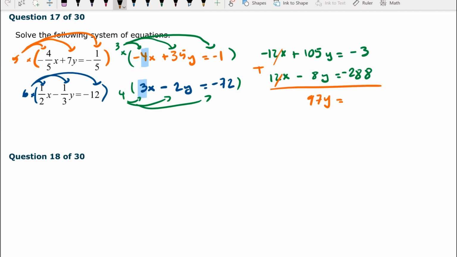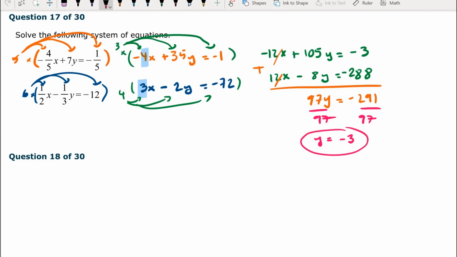Alright, then we combine like terms, negative 3 minus 228. That will give you negative 291. Continue solving for y. You divide by 97 on both sides. y equal to negative 291 divided by 97, which is negative 3. Now we're going to take that and plug it into one of the original equations.